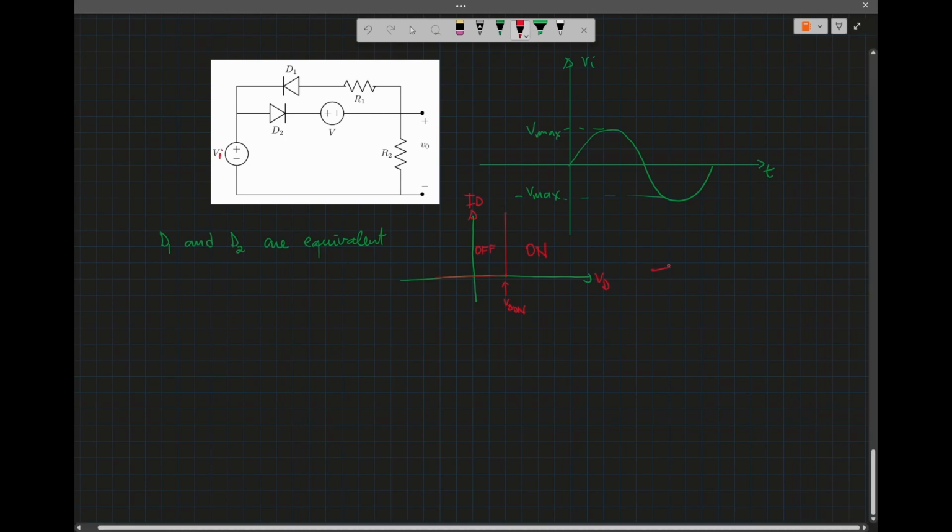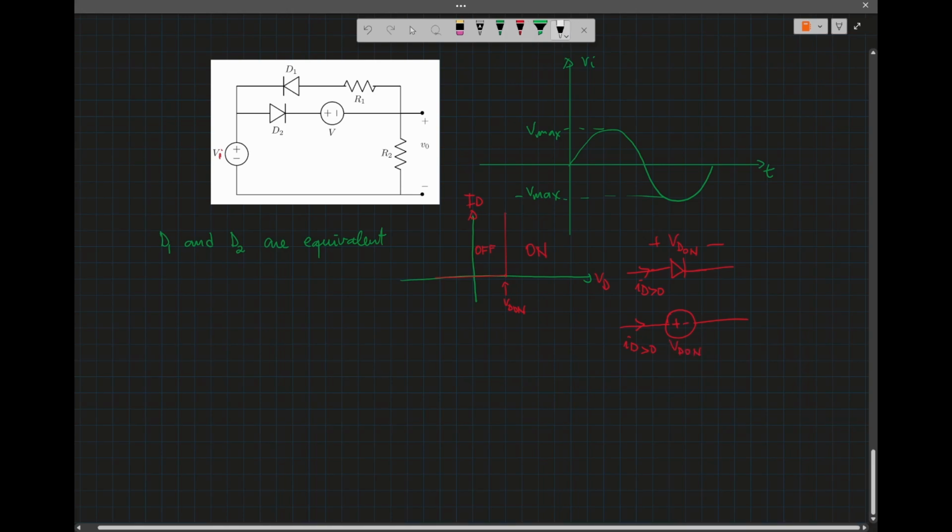So when you have a diode, when the diode is on, the current ID will be positive and the voltage across it will be VD on. So I can effectively replace it by a DC voltage source. The current here is ID and the voltage is VD on.